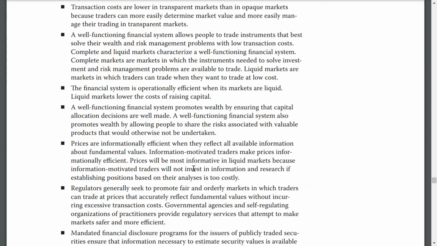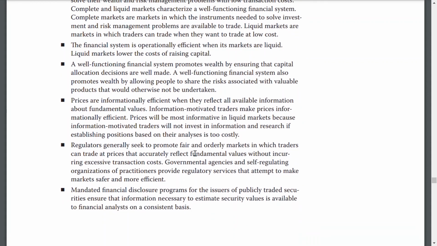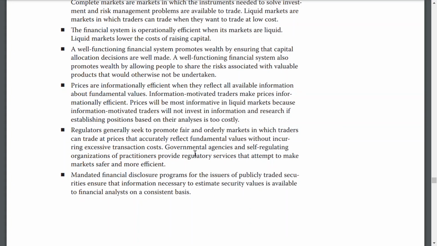A well-functioning financial system allows people to trade instruments that best solve their wealth and risk management problems. Low transaction costs, complete markets, and liquid markets characterize a well-functioning financial system. Complete markets are markets in which the instruments needed to solve investment and risk management problems are available to trade. Liquid markets are markets in which traders can trade when they want to trade at low costs. A financial system is operating efficiently when the market is liquid. Liquid markets lower the cost of raising capital.